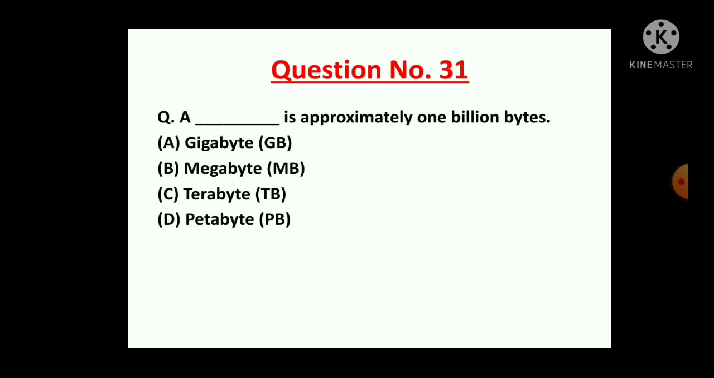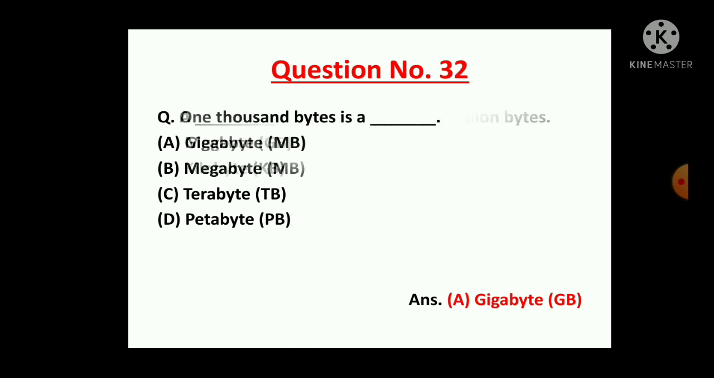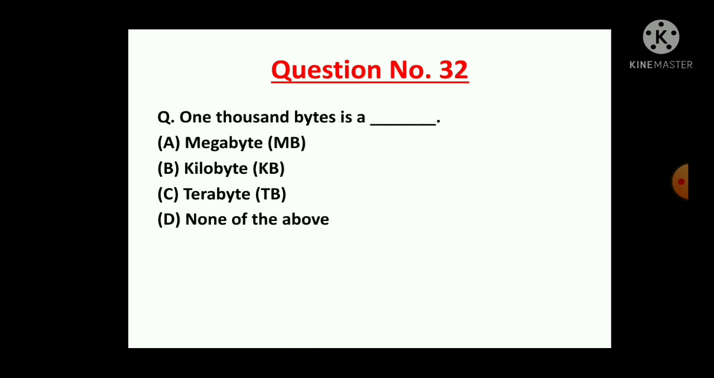Coming to question number 31. ये थोड़ा सफल हो गया नंबरिंग में, sorry for that. A dash is approximately 1 billion bytes. Options gigabyte, megabyte, terabyte, petabyte. Option A is correct. Gigabyte is approximately 1 billion bytes. Question number 32. 1000 bytes is a megabyte, kilobyte, terabyte, none of the above. 1000 byte is a kilobyte, KB.